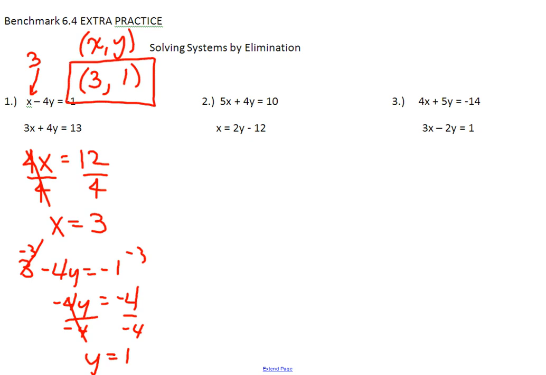Now if you have time and you want to be safe, take that same answer you got for x right here and plug it in for the other x. And when you plug it in there, you should get the same answer for y. You should get 1. And if you don't, then you know you did something wrong.